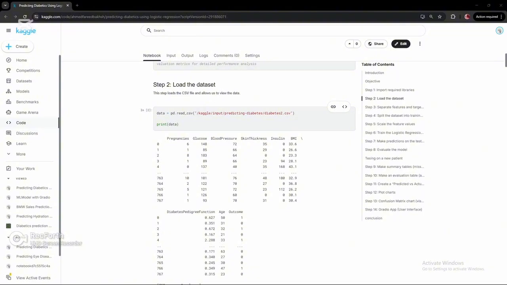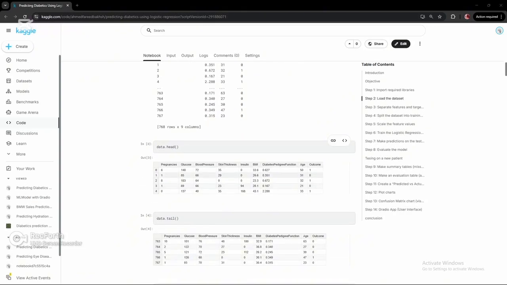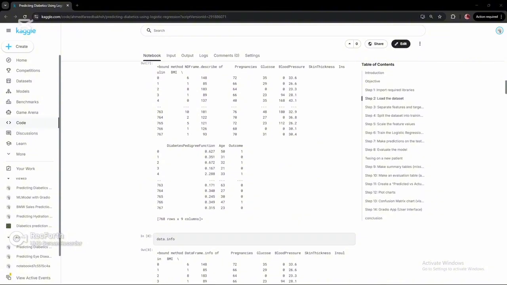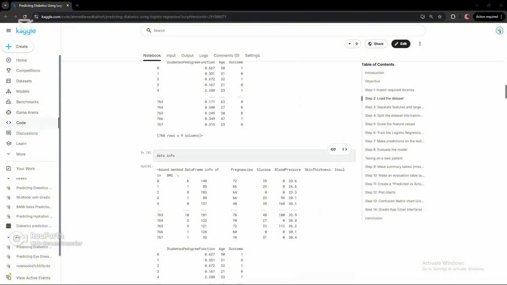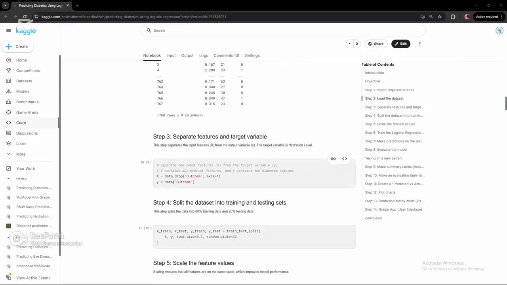I used functions like data.info and data.describe to understand the dataset better. From this, I confirmed that all columns are numerical and there are no missing values. The dataset is clean and ready for pre-processing. This step is important to avoid errors later in the model training process.